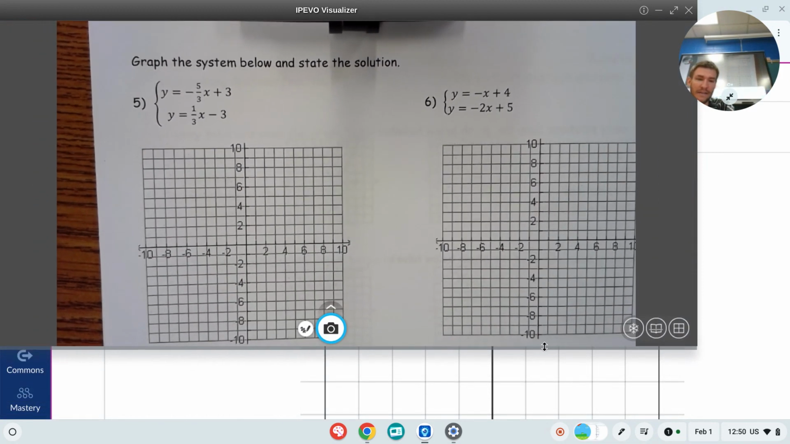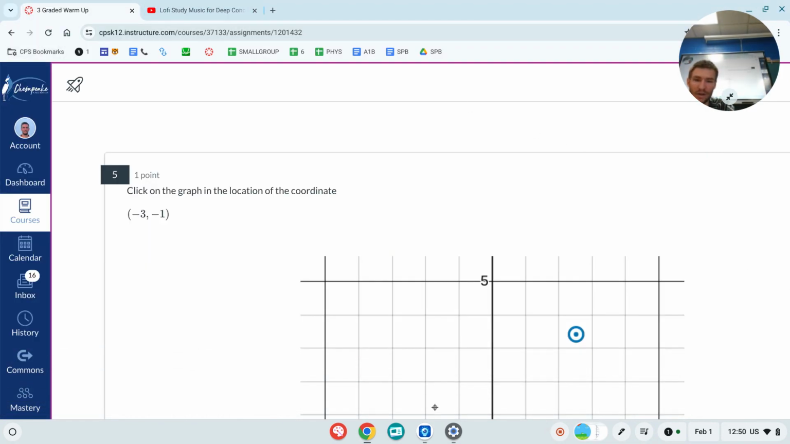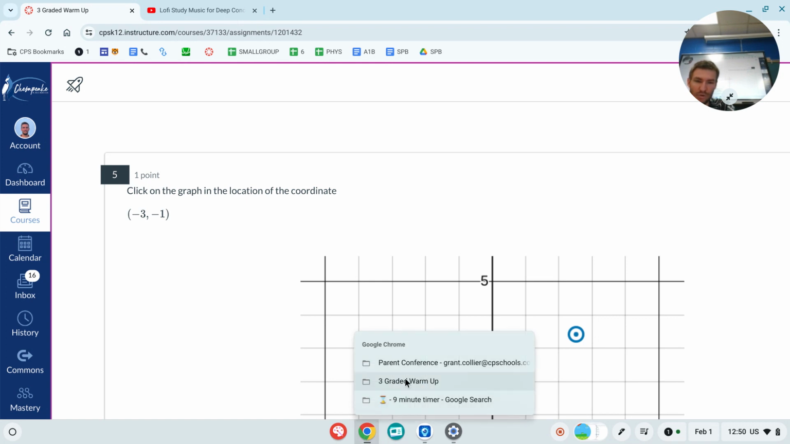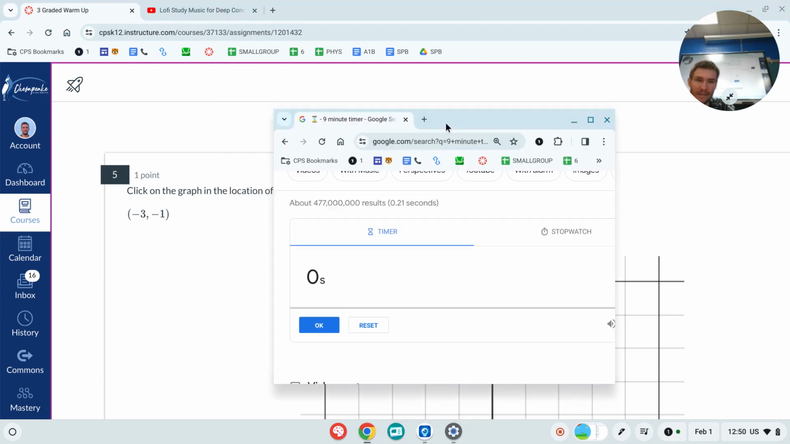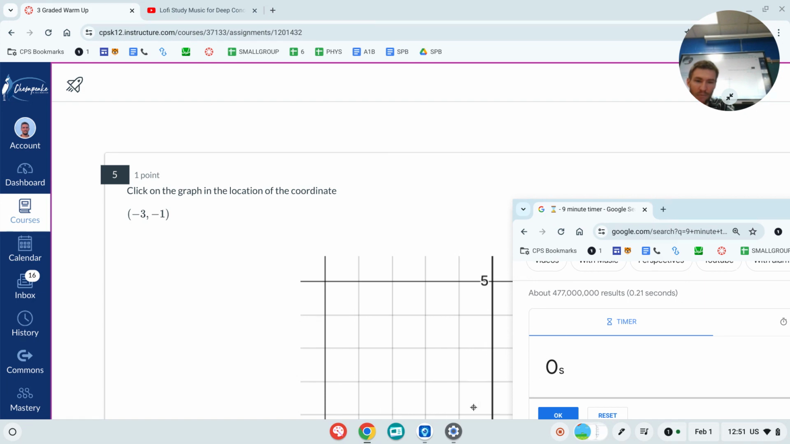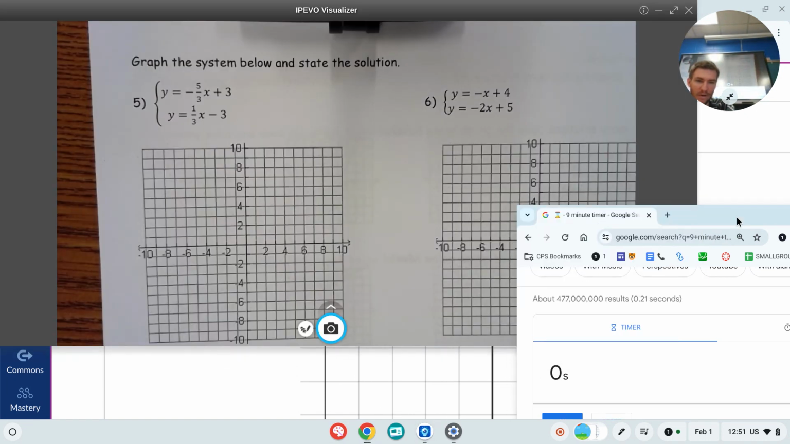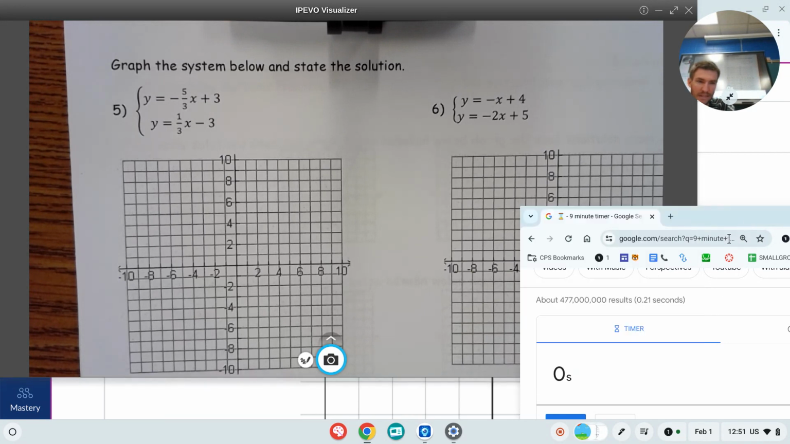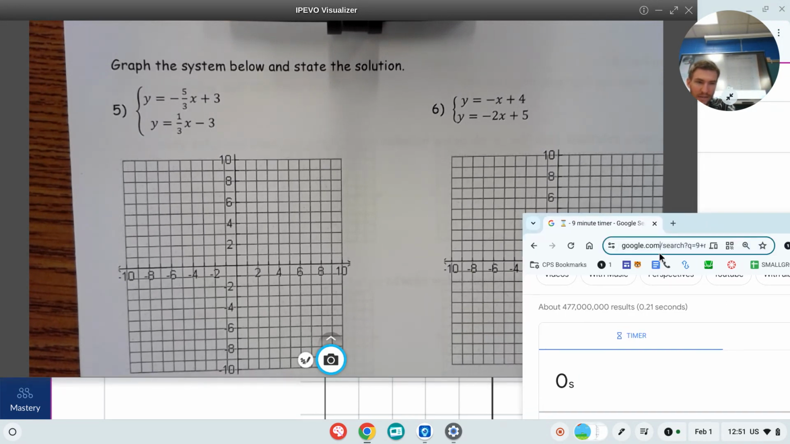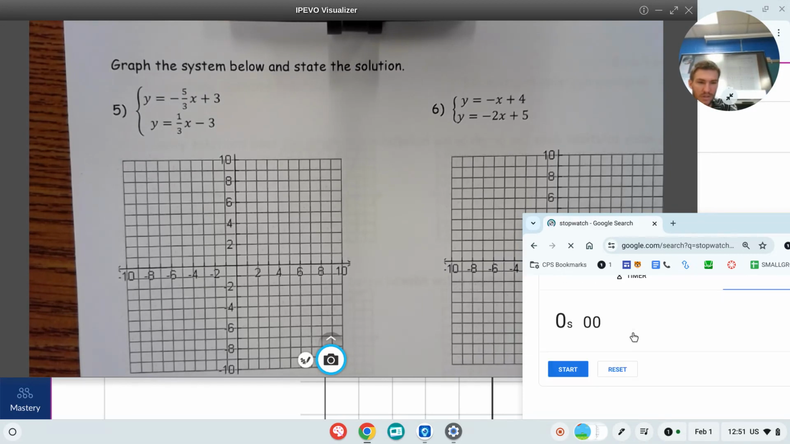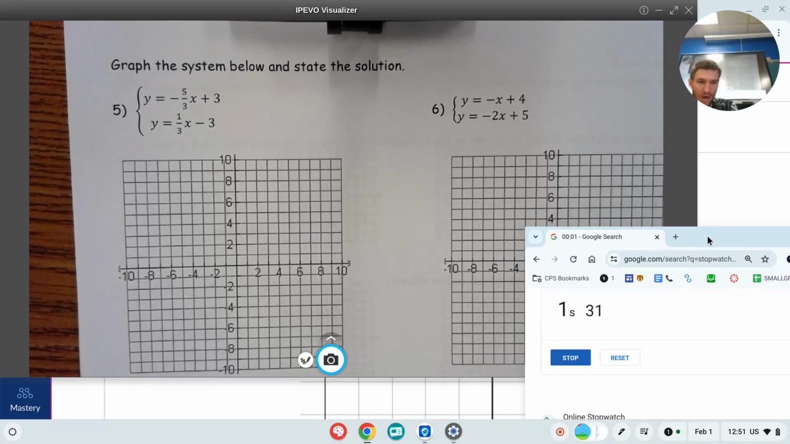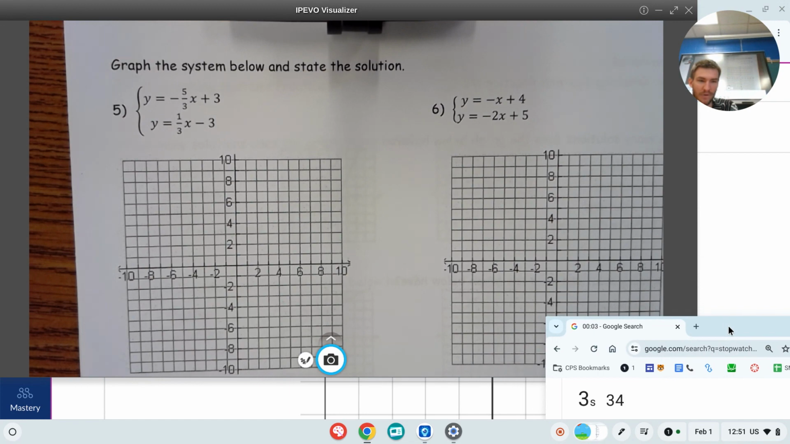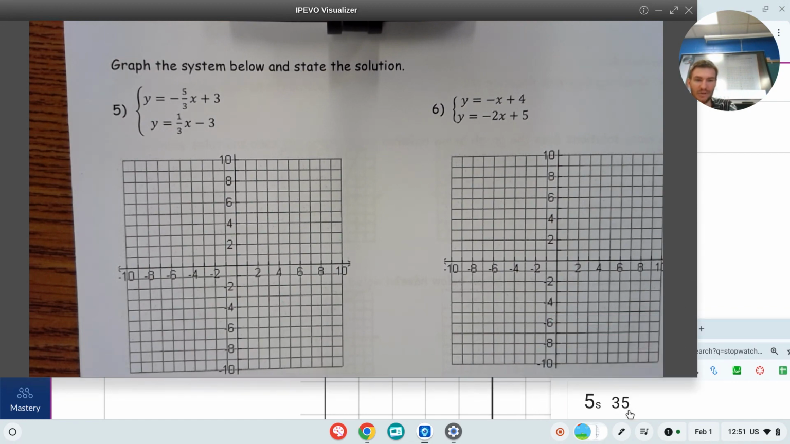I'm going to go ahead and do one of these. Let's go for my 9-minute timer. Let's pull this up here, and we're just going to put a nice little timer in the corner. And we're just going to see how long this takes. Let's go to stopwatch. Sweet, let's hit start. Let's just see how long. I'll put it right there so you can see how long these questions take.